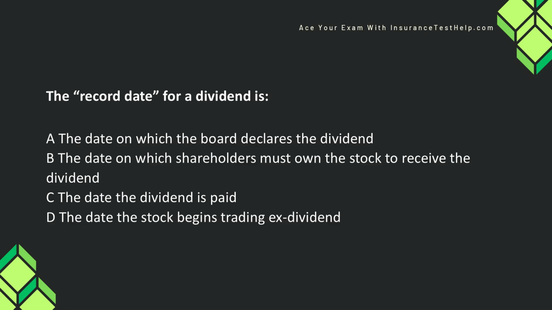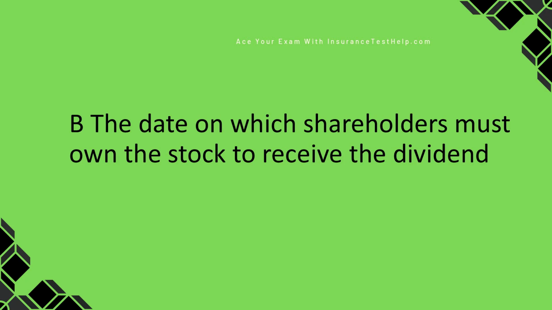The record date for a dividend is A, the date on which the board declares the dividend, B, the date on which shareholders must own the stock to receive the dividend, C, the date the dividend is paid, or D, the date the stock trades ex-dividend. The correct answer here is going to be B. Remember your DERP acronym from the SIE: Declaration, Ex-Dividend, Record Date, Payment Date. That is an acronym that is good to remember all the way through your testing journey.